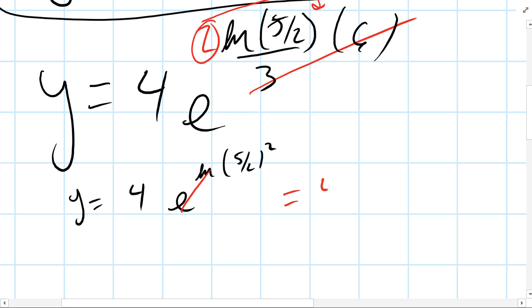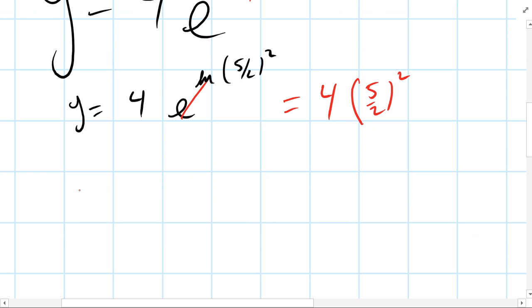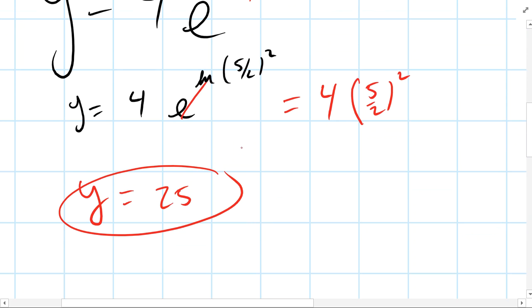This is the math you will have to do in college. 5 halves squared. So what does y equal? 25, because it's 4 divided by 4. Oh, wasn't that easy? Yeah. And no, you shouldn't have a calculator on that problem. It was written assuming you wouldn't have a calculator. See how nice it is? Yeah. All right.